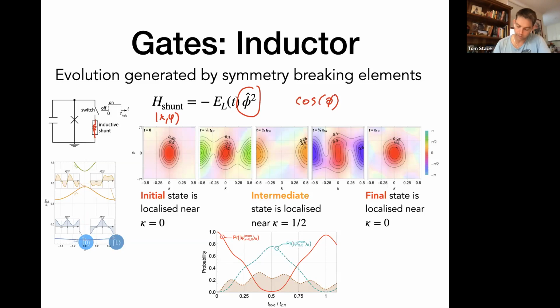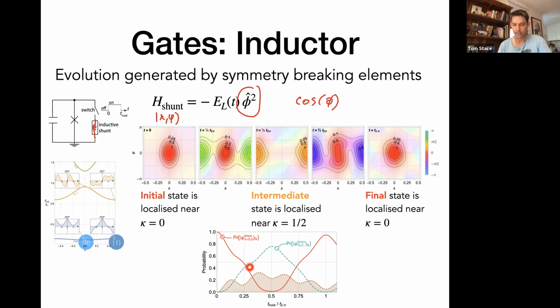If I hold that inductive element across the circuit for this time, T2 pi, the system goes from its initial state to a state that's very much like the initial state. If I hold it for half of that time, the system goes from the initial state, localized near k equals 0, to one which is localized near k equals a half. And if I hold it for a quarter of that time, I end up in a superposition of those two configurations, one localized near k equals 0 and another localized near k equals a half.